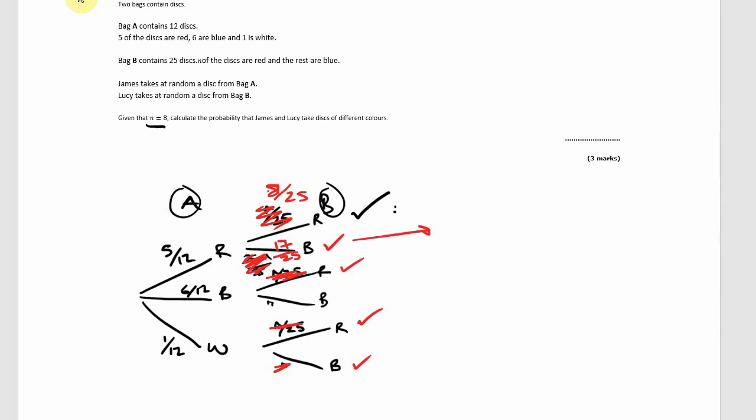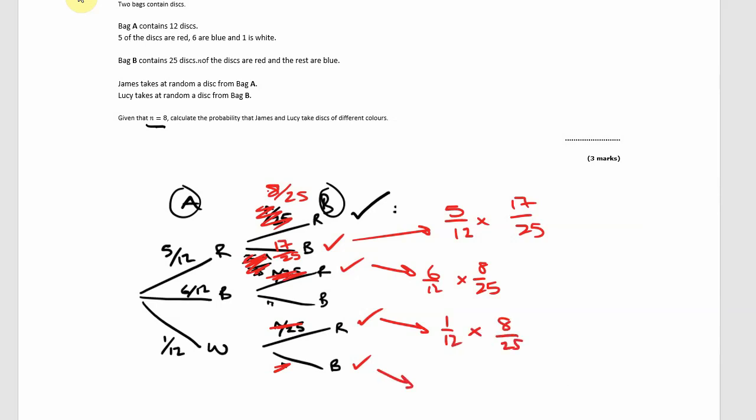So this probability is going to be 5/12 times by 17 over 25. This one is going to be 6/12 times by what red would be, which is 8 over 25. This is going to be 1/12 times by what red would be, which is 8 over 25. And this is going to be 1/12 times by what blue would be, so 17 over 25. We've got the task of calculating them four, and then we're going to add them together, and that will be our probability.